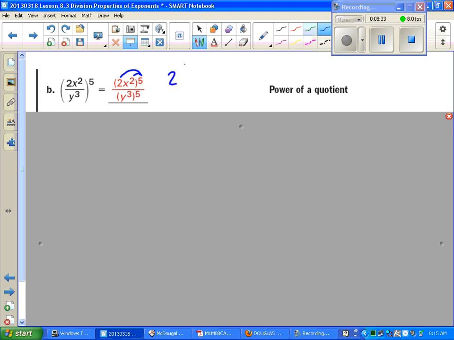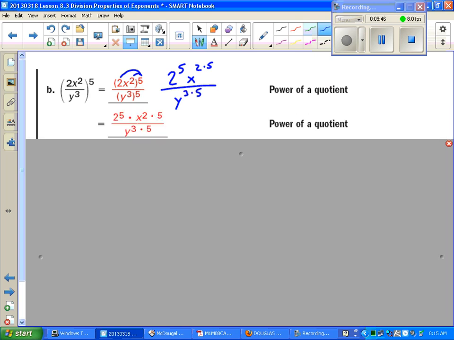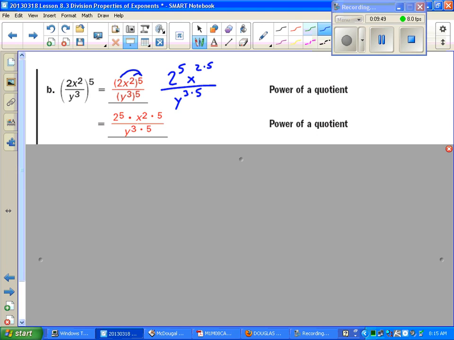So that gives you 2 to the 5th. X to the 2 to the 5th means x to the 2 times 5 over y to the third to the 5th is y to the 3 times 5. So 2 to the 5th. And that's that step there.